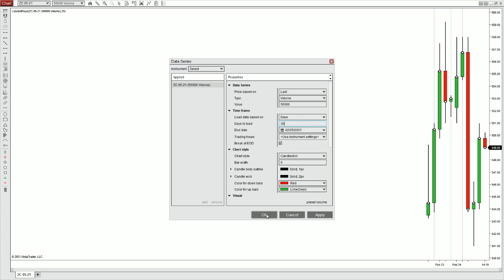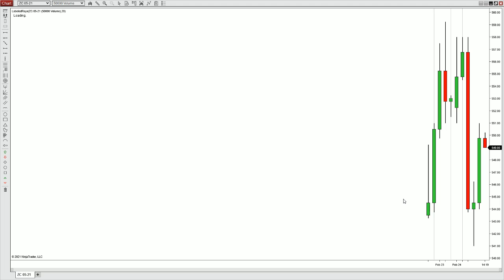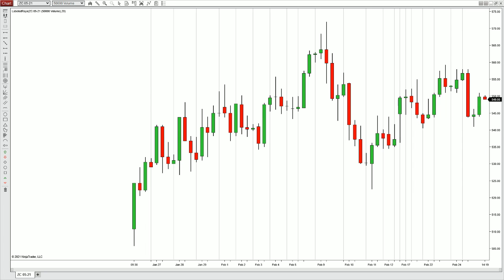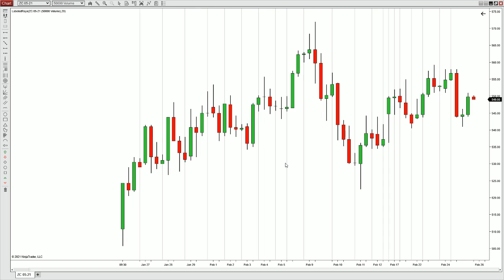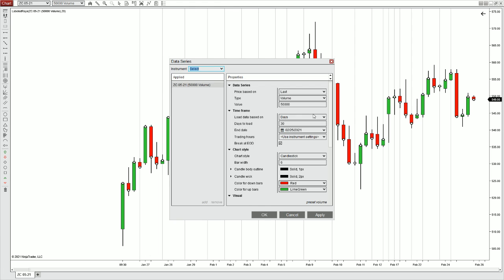So we'll do 30 days. There it goes, and it will load up now 30 days worth of price action. And let's see what it looks like. It looks like we might want to add a little bit more data here as well. As you can see, we're going pretty big picture, but you get the idea. I could add a little more data.